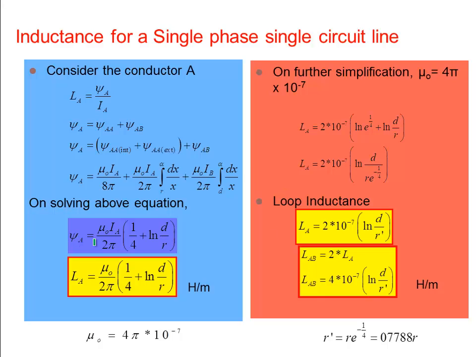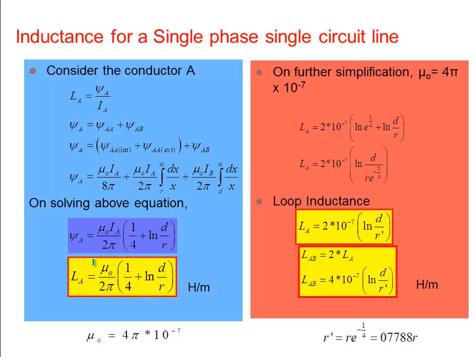This is the flux linkage on conductor A because of the current flowing in conductor A as well as the current flowing in conductor B. Now how to calculate the inductance? Inductance LA equals flux linkage psi divided by the current flowing through conductor A, that is IA. If you solve that, the final equation is mu naught by 2 pi into 1 by 4 plus ln D by R.